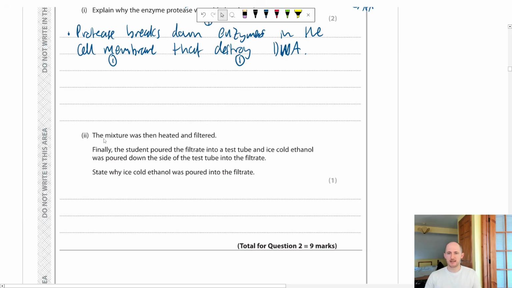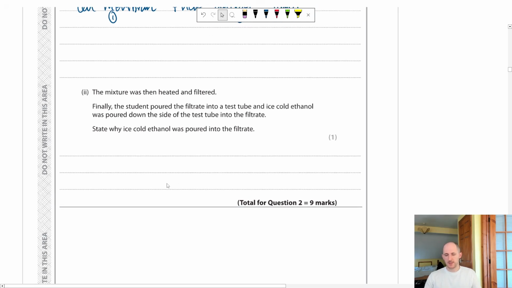For part 2, it says the mixture was then heated and filtered. Finally, the student poured the filtrate into a test tube, and ice-cold ethanol was poured down the side of the test tube into the filtrate. Why did they use ethanol? Well, the reason is DNA is actually insoluble in ethanol, which means you'll be able to see bits of DNA floating around in the ethanol because it hasn't dissolved.